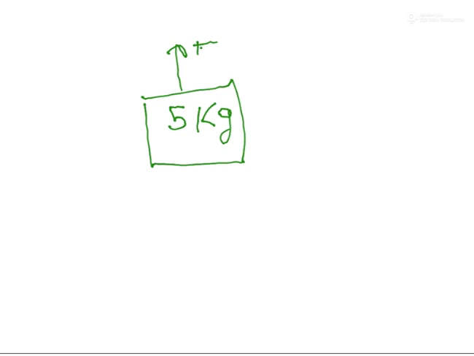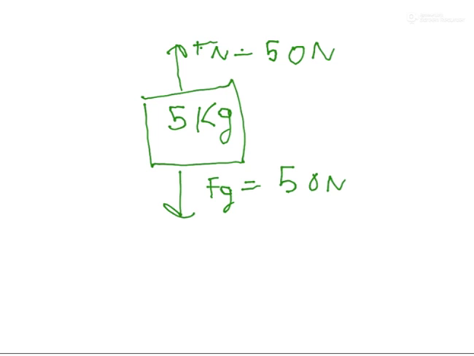Now, one last problem: a 5 kilogram object is sliding at a constant speed across a frictionless surface for a displacement of 5 meters to the right. So we have our object here, a 5 kilogram object, right? So the F norm is going to be 50, and your F G is also going to be 50 newtons, and it's sliding at a constant speed.